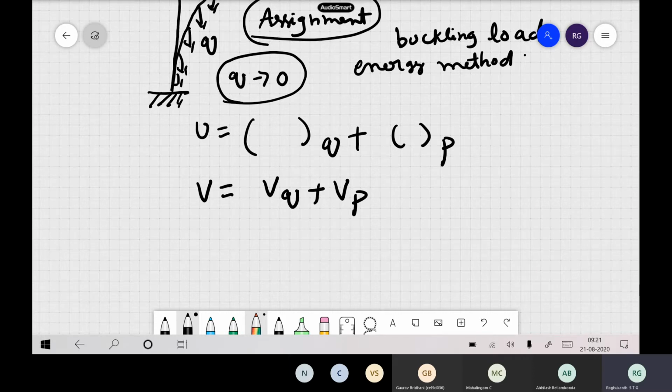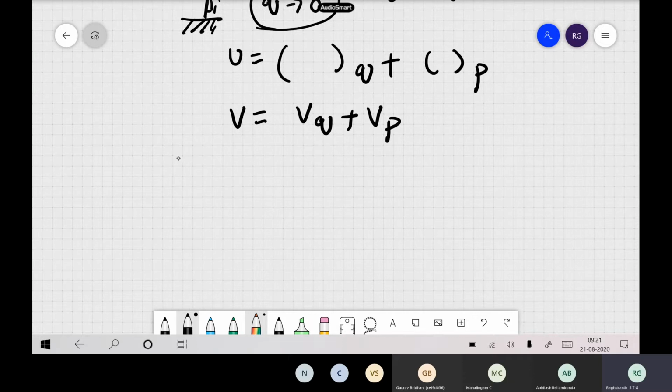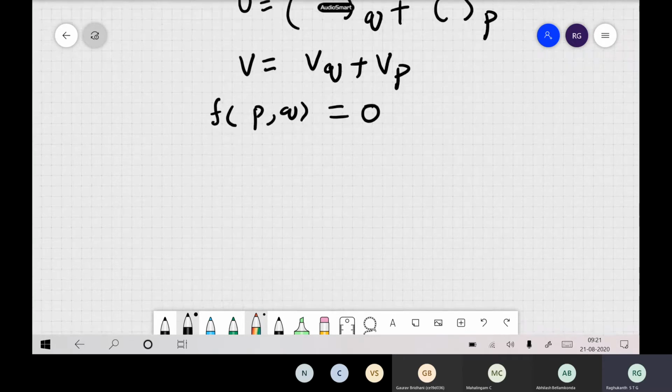The solution here, whatever equations you get, will be a function of P and Q. So this will be equal to 0. You can try it. This is a very interesting problem, so please try this as an assignment. Fine. Now, one more interesting thing we will see.